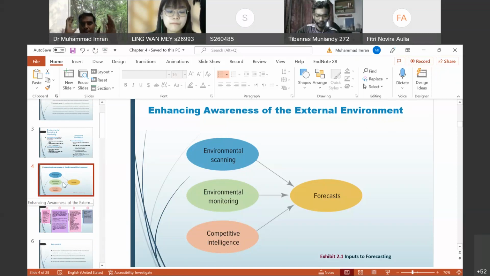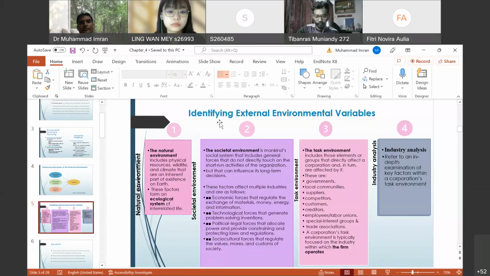As I said earlier, today we will discuss the external environment. The external environment is divided into different types. There are three major parts. First is the natural environment. Second is the societal environment. And the third is the task environment. Industry analysis is also part of the task environment. Got it? Just shake your head, then I will understand.